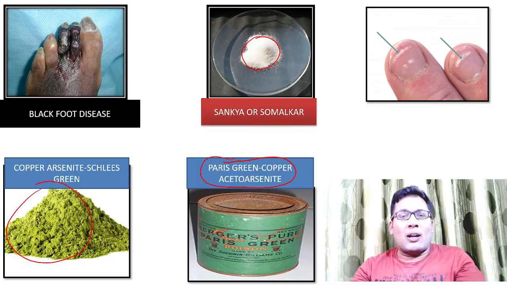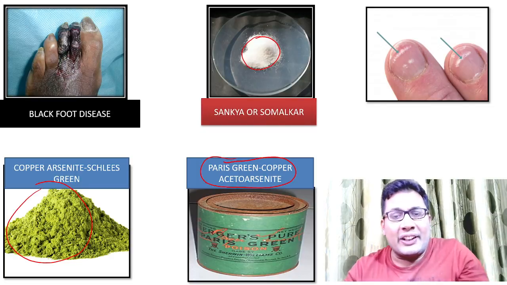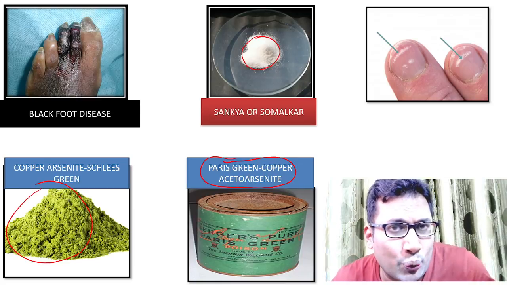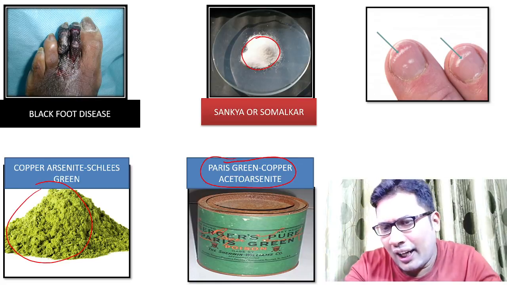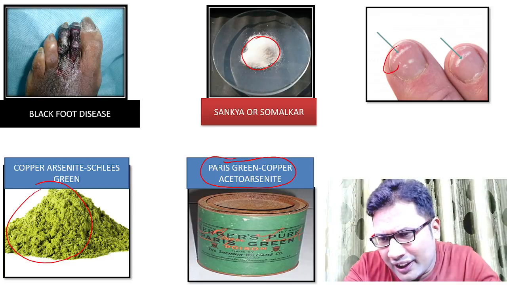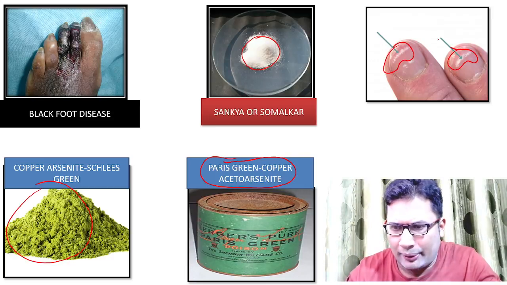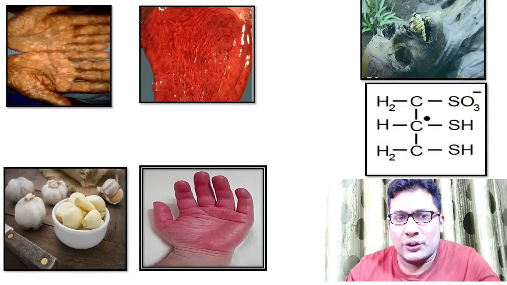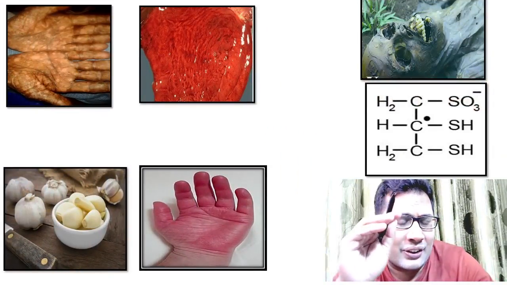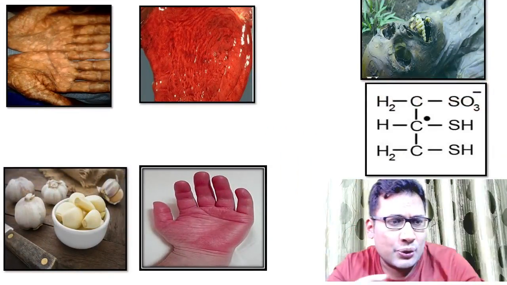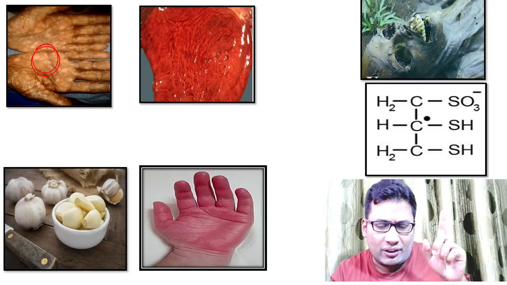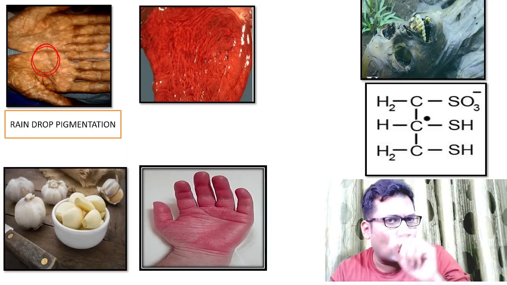And the white color compound which is also known as Sankhya or Somalkar, fatal dose is 120 to 200 milligram. And you can see one more picture here. This is nothing but the Aldrich Mees line, very commonly asked. Aldrich Mees line. And one more, so you can see here some more images. On the left side, this is known as raindrop pigmentation. You can see here raindrop pigmentation, very commonly asked.